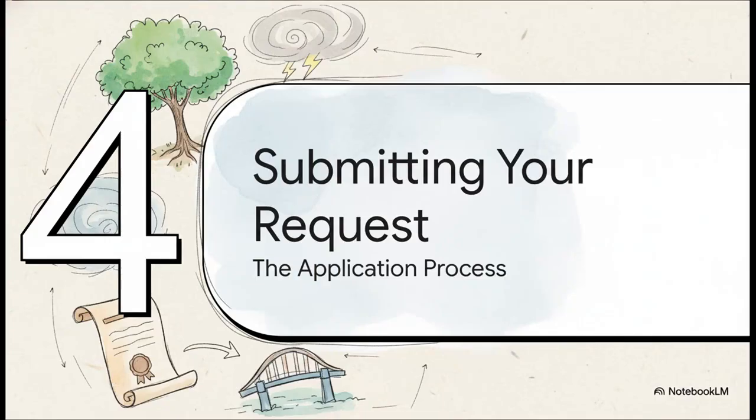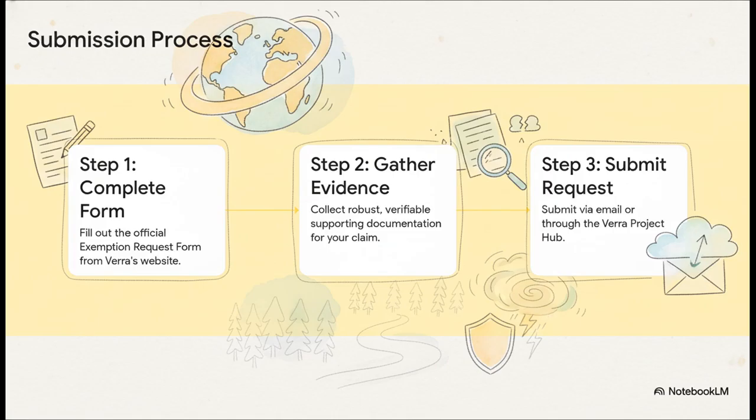Okay, so let's say your project is facing a legitimate crisis. You've read the rules and you're pretty sure you meet that extraordinary test. What do you actually do? Well, Section 4 is all about the practical steps for getting your request submitted. The process itself is a pretty clear three-step path. First, you have to find and fill out the official form on Verra's website. Second, and this is probably the most important part, you have to gather strong, verifiable evidence to back up your claim. We'll talk more about what that looks like in a second.